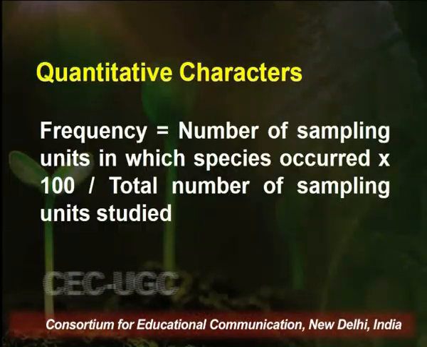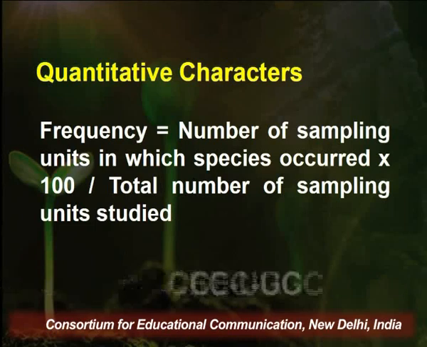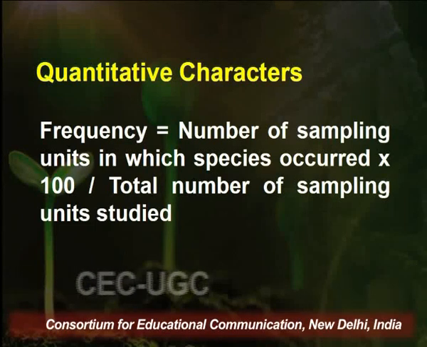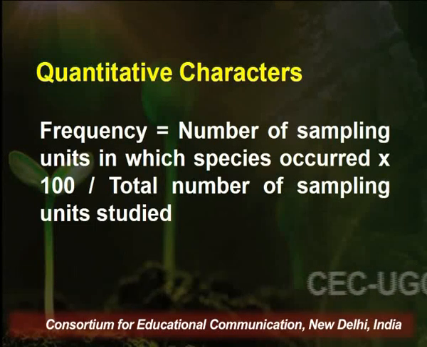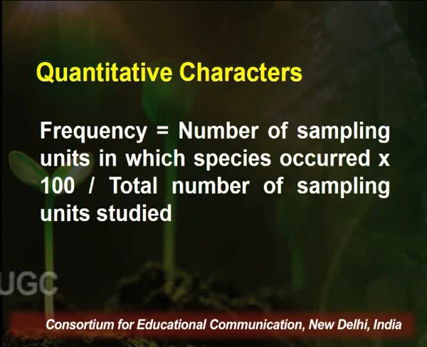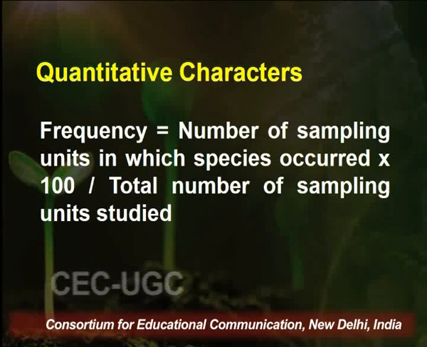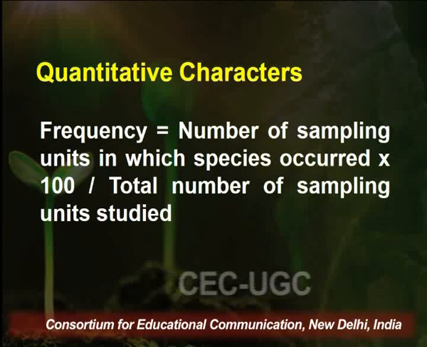Now, this slide shows how we calculate the frequency of a particular species. For calculating the frequency, we find out the number of sampling units in which the species occurs upon the total number of sampling units studied, and as it's a percentage, we multiply it by 100.